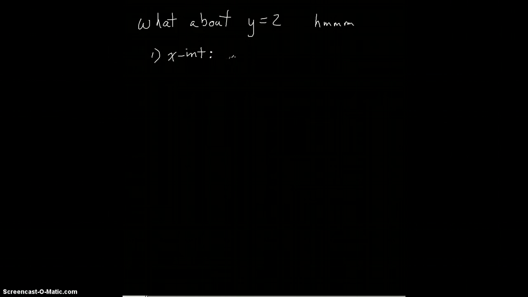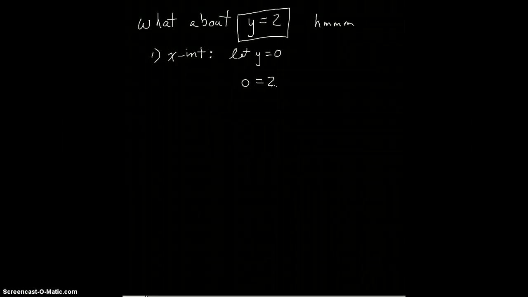So I say, okay, x-intercept, that's right. I'm going to let y equal 0. So I go back up to my equation. This is my equation, y equals 2, perfectly fine equation. And I think, if I let y equal 0, I put in 0 and I say that equals 2. And I'm not happy about that because I know that 0 does not equal 2.